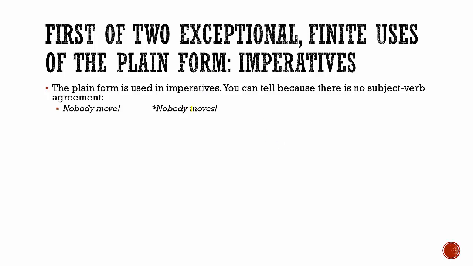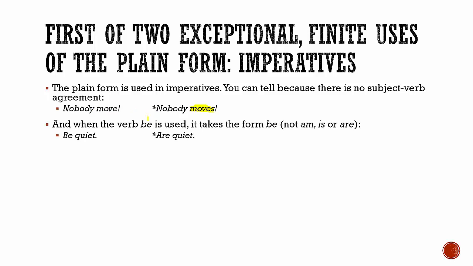We can tell here because "nobody moves" doesn't agree, right? So "nobody move," there's no agreement there. So we know that's the plain form, not the plain present. And when we use the verb "be" in the imperative, we use the form "be quiet." We use the plain form. We don't say "are quiet." As a side note recommendation, it's well worth it to go ahead and memorize your forms of "be." There aren't that many of them. So we don't say "are quiet," right?